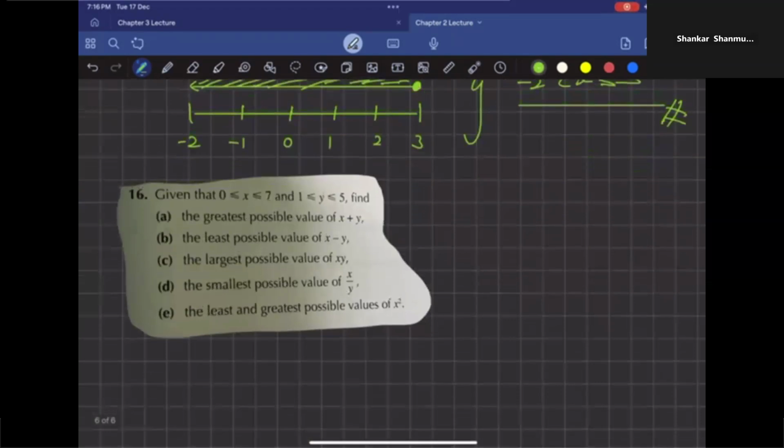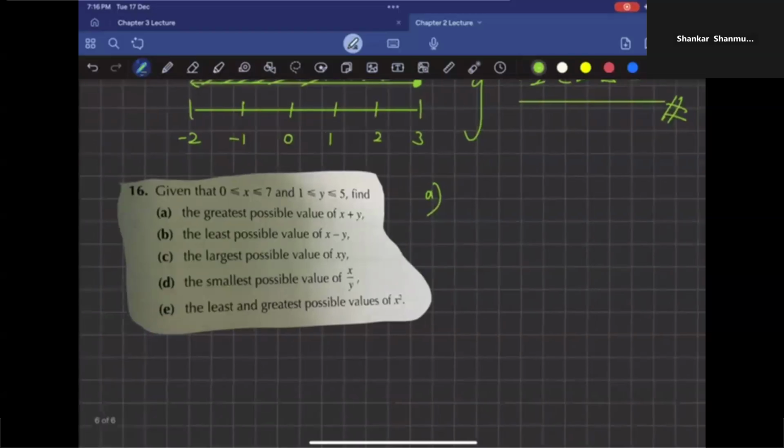So now let's look at a very similar question. At this point again, I want you to pause the video and try it out yourself. I will reveal the answer in a bit. Okay? So let's take a look. Given that x is between 0 and 7, and y is between... Find the greatest possible value of x plus y.